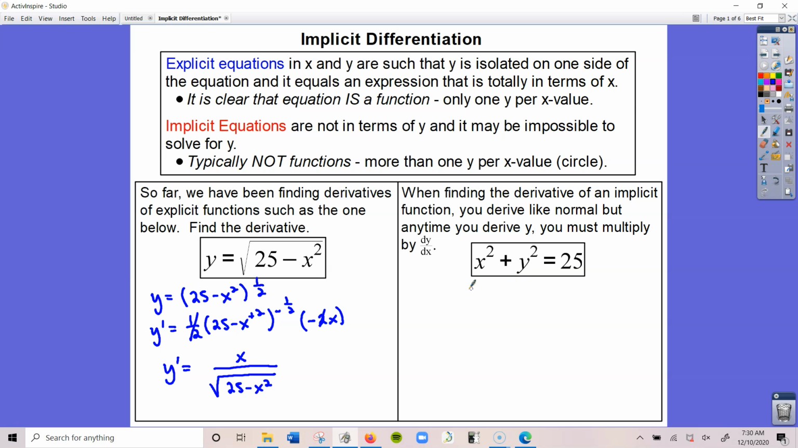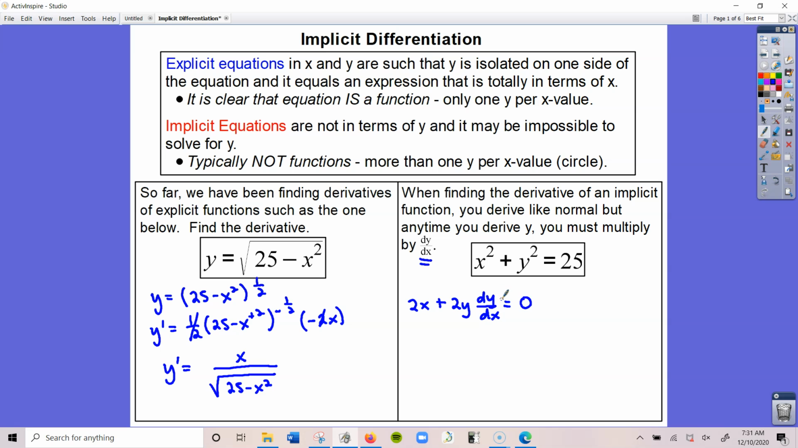So when we're finding the derivative of an implicit function, every time you find the derivative of y, you multiply it by dy/dx, which means the derivative of y with respect to x. So let's go ahead and work this out, and of course I'll break it down later, but just so you can get an idea, you find the derivative as normal. So we would go 2x plus 2y, and then here we would multiply by dy/dx, and it equals 0 because the derivative of any constant is 0.